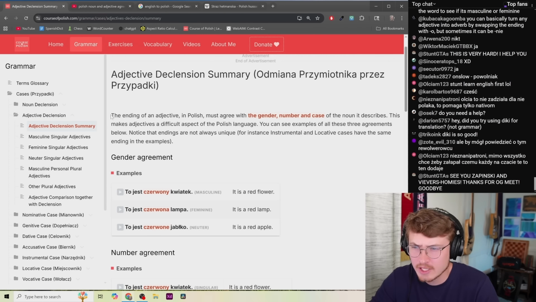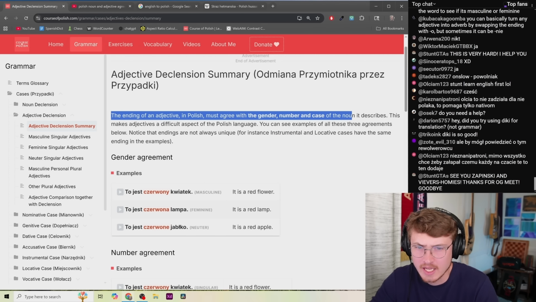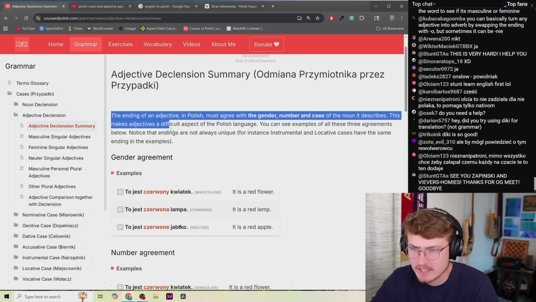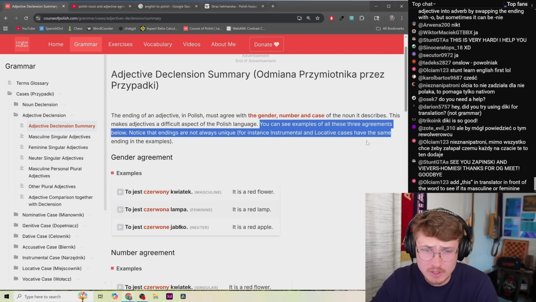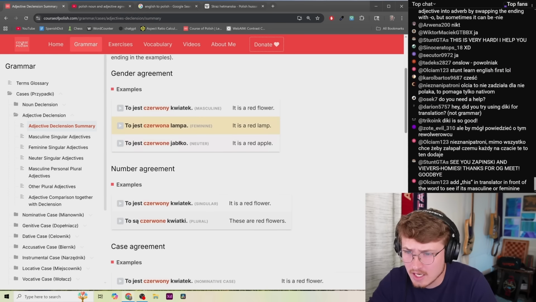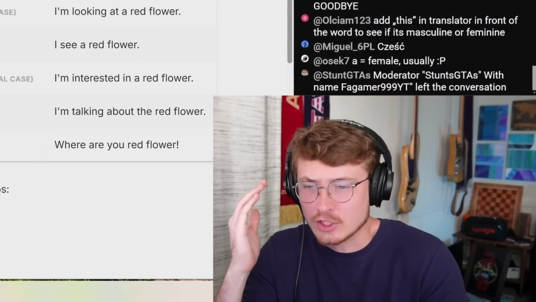So the ending of an adjective in Polish must agree with gender, number, and case of the noun it describes. This makes adjectives a difficult aspect of the Polish language. Yeah, of course it does. You can see examples of all these three agreements below. Okay, so it ends in an A for feminine, an E for neuter, and a Y for masculine. It is a red flower. To jest czerwony kwiatek. To jest czerwona lampa. To jest czerwone jabłko. How do you even begin to learn this?